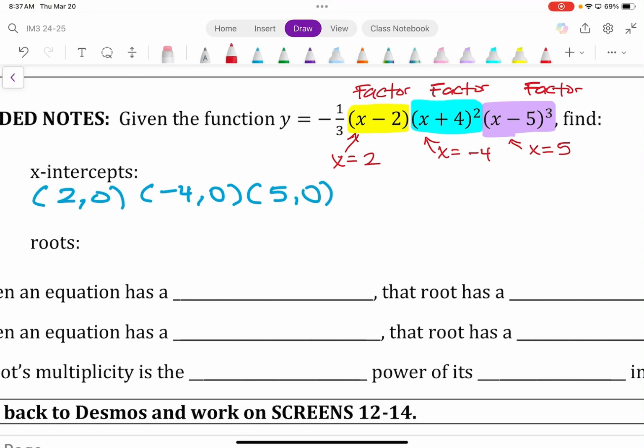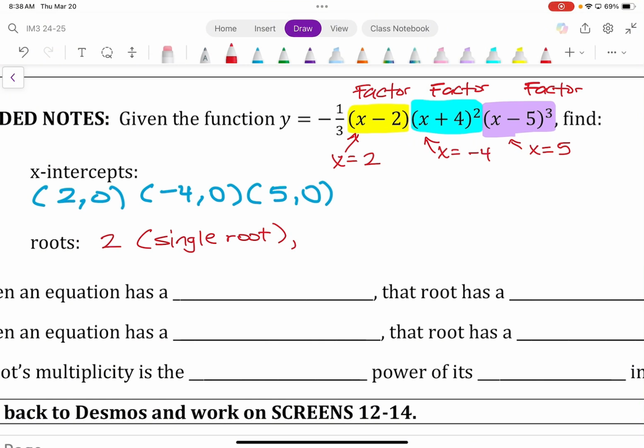So, for example, the factor x minus 2, is that a single, double, or a triple factor? What is the exponent for the x minus 2 factor? Do we see an exponent for x minus 2? We don't. So because we don't see an exponent, it's actually raised to the first power. So 2 is a single root. And so we have to show that in parentheses. We have to say, okay, 2 is a single root. And we know it's a single root once again because the factor x minus 2 does not have any exponents.